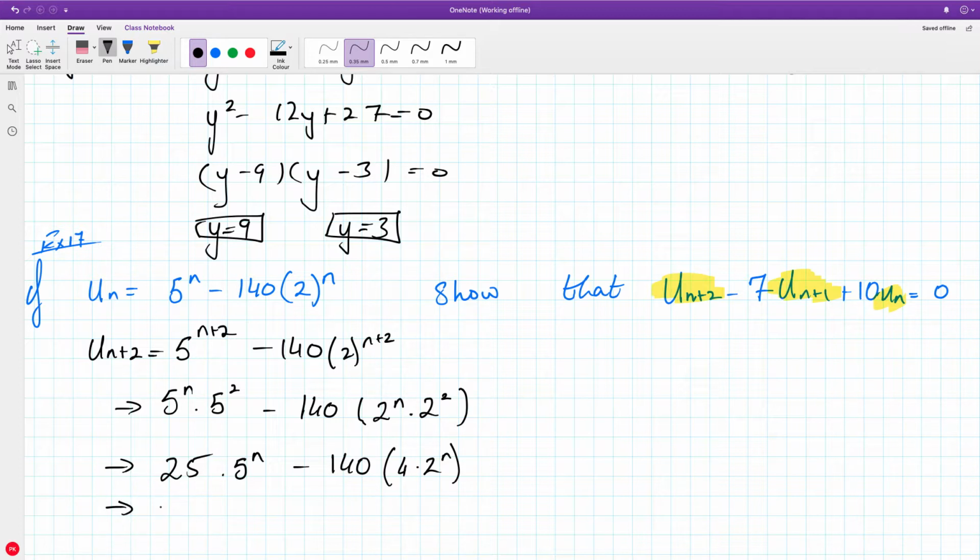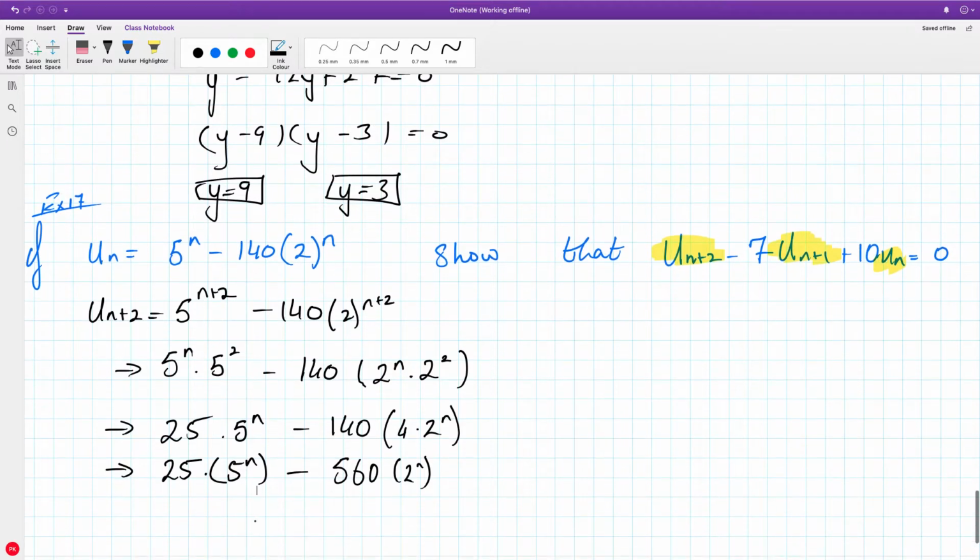Last line. Oh, my neck. 25 times 5 to the power of n minus 140 times 4 minus 560 times 2 to the power of n.